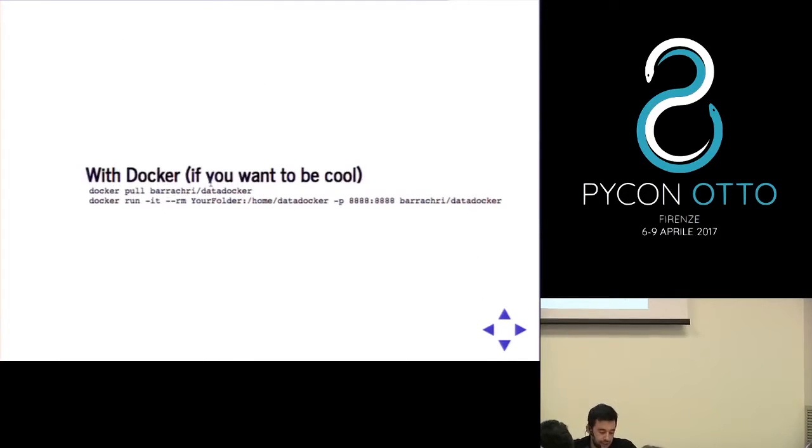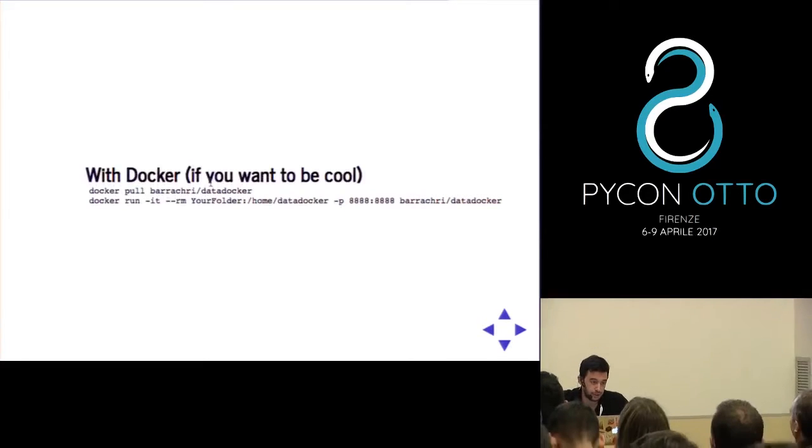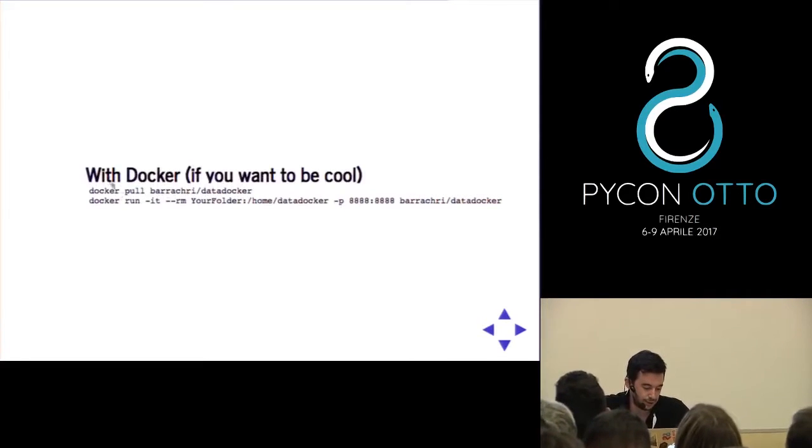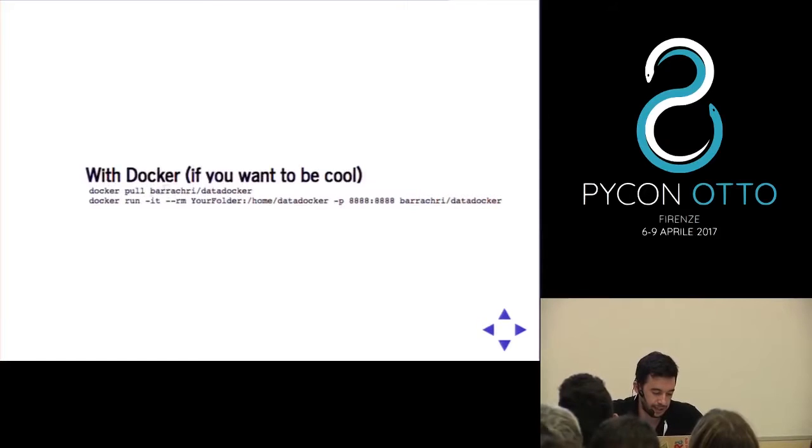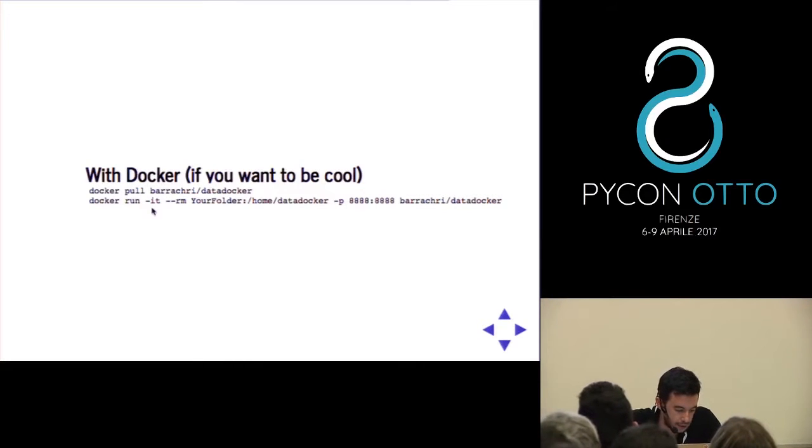Okay, first of all, if you want to be cool, you can use Docker. You can pull this image directly from the Docker hub, and then you can run the container in this way. You need to put your local folder here. And these are the ports, and that's all. This is what you need to do to run Jupyter on your computer.